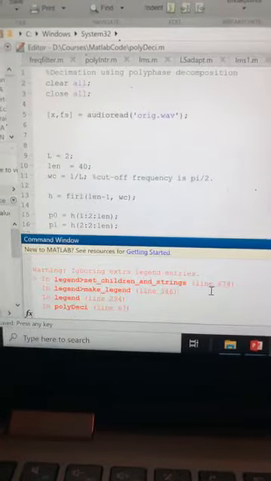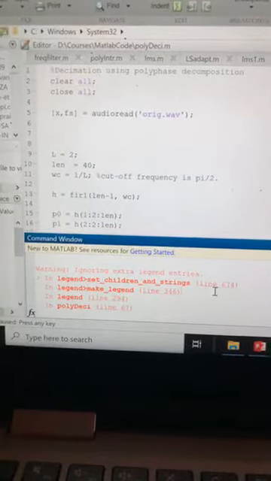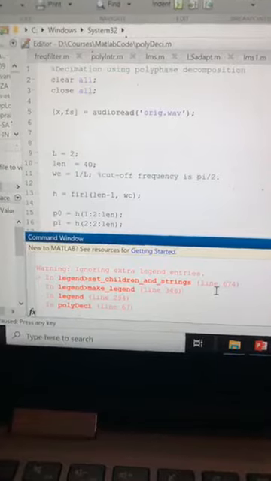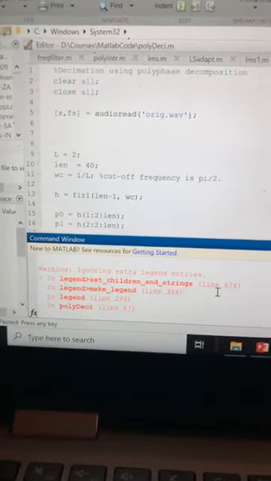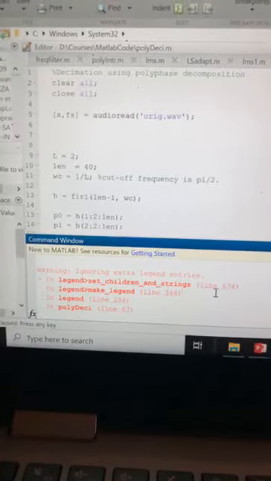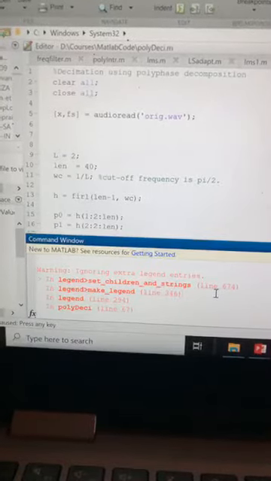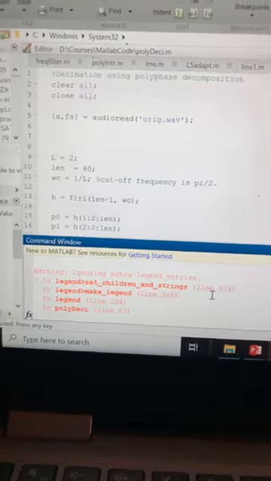So you see the difference in quality of the two voices. One is played at the original sampling frequency, I think it is around 11 kilohertz, and the second is played at half of the sampling frequency.